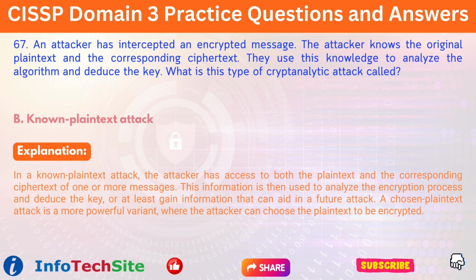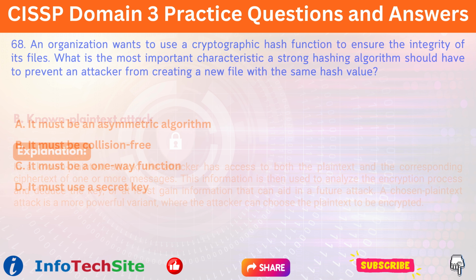Known plaintext attack. Explanation. In a known plaintext attack, the attacker has access to both the plaintext and the corresponding ciphertext of one or more messages. This information is then used to analyze the encryption process and deduce the key, or at least gain information that can aid in a future attack. A chosen plaintext attack is a more powerful variant, where the attacker can choose the plaintext to be encrypted.